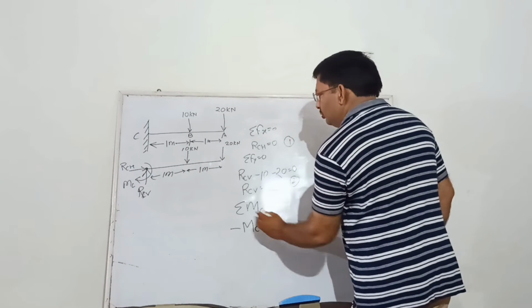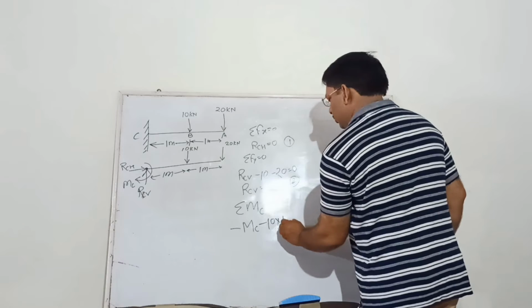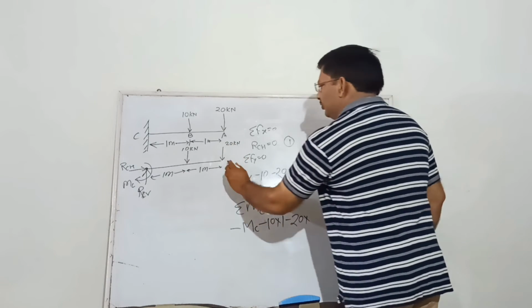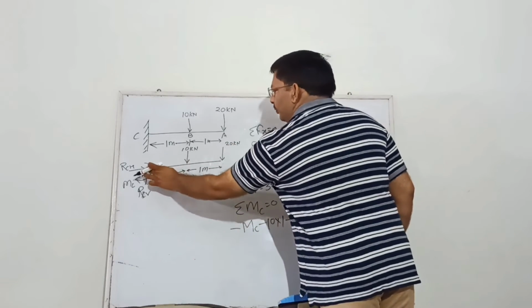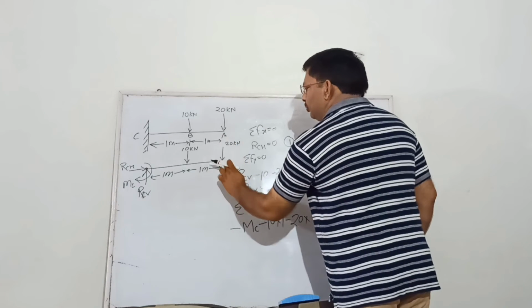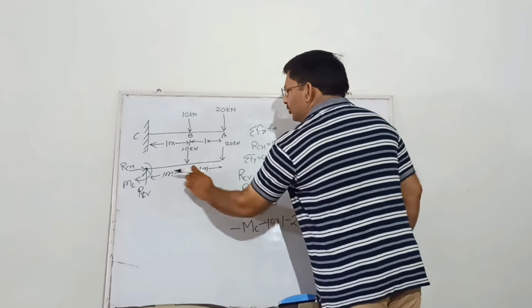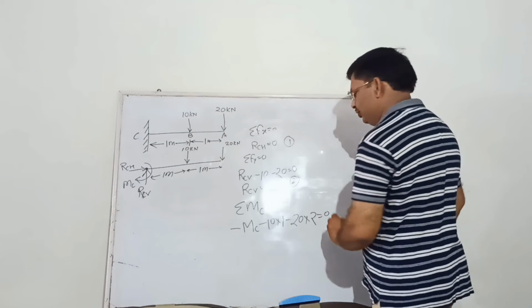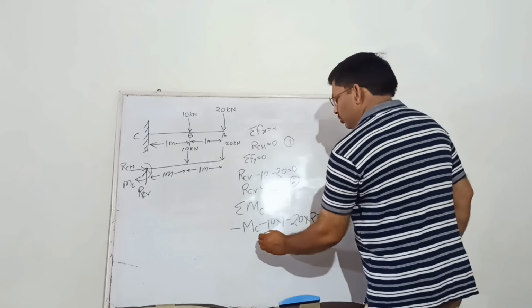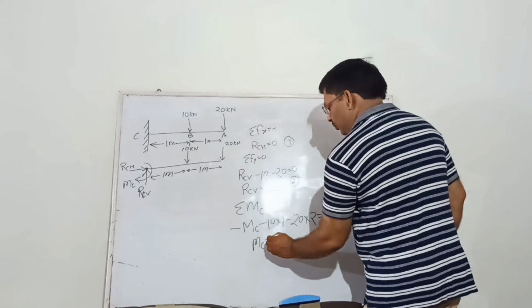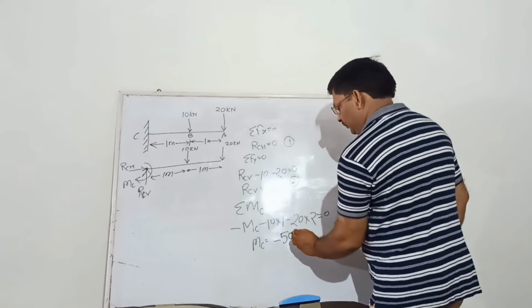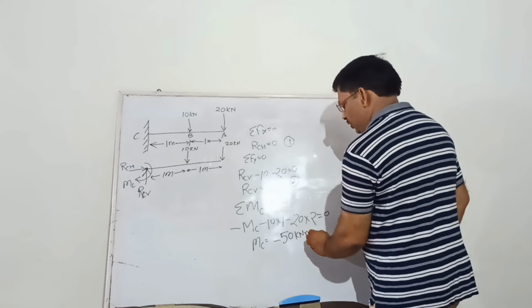Minus 10 into 1. Similarly minus 20 into distance up to point C. Since we are taking moment about point C, we will have to multiply the distance up to point C, that is 20 into 2, equal to 0. So it will be MC equal to minus 40 minus 10, minus 50 kilonewton meter.